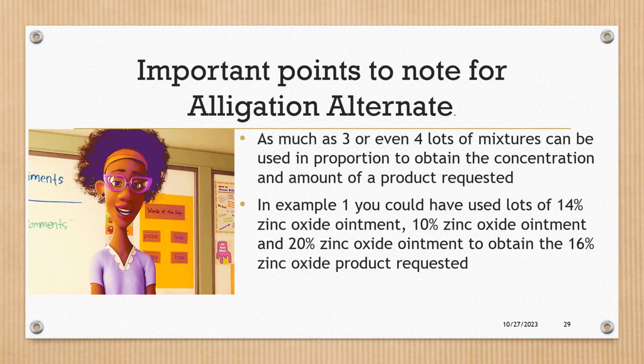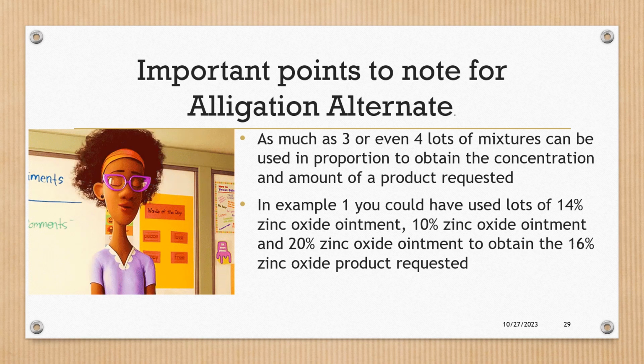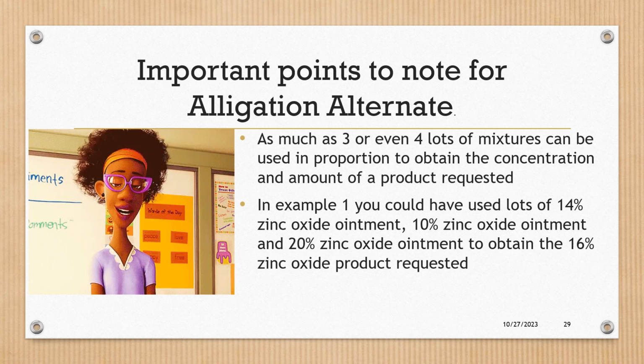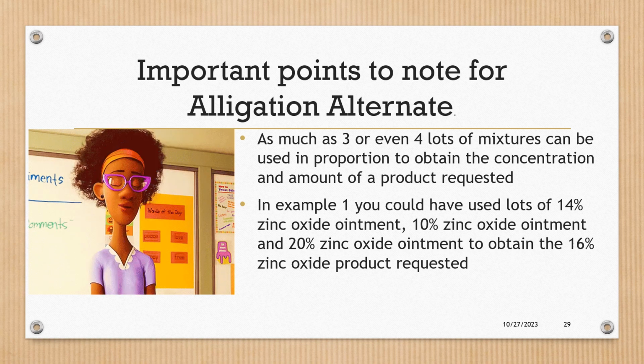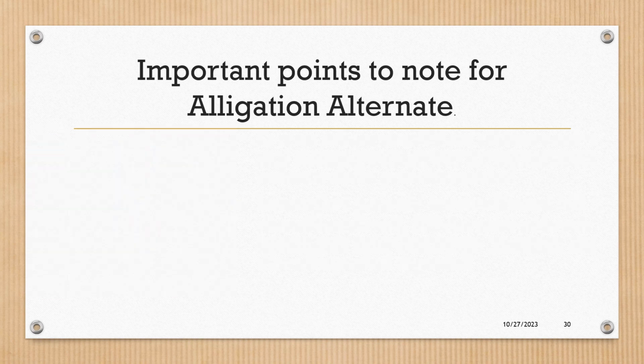Now, alligation alternate is quite versatile, and with this you can mix as much as 3, sometimes even 4 lots of mixtures to obtain a specific concentration and amount of product requested. Now, you could mix something such as, say, 14%, 10%, and 20% zinc oxide ointment to obtain a 16% zinc oxide product, which may be requested. Let's look at how we would approach this.